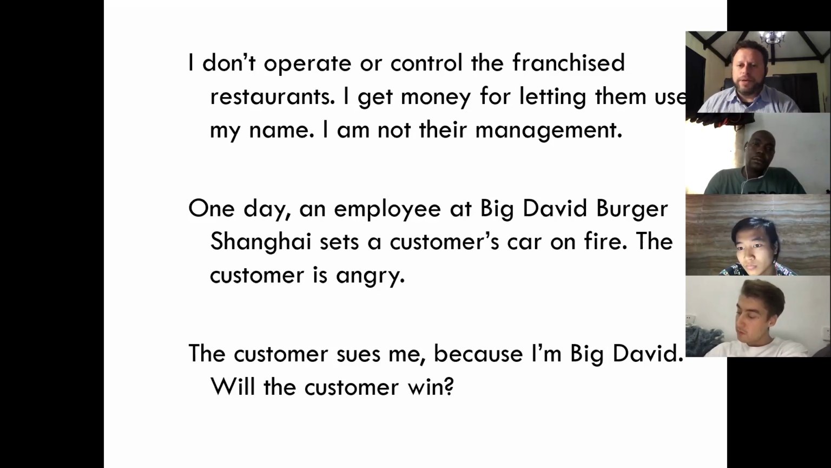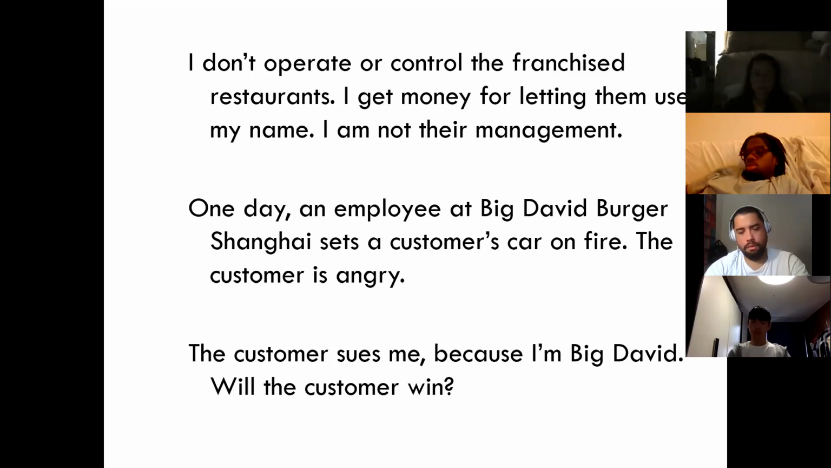Now, one day, an employee at Big David Burger Shanghai sets a customer's car on fire and the customer is angry. The customer sues me because I'm Big David. Nicola, 2 questions to see if you can sue the boss. I'm the boss. Number 1, are they my employees? Well, we have a definition of employee now. This franchise, do they make money? Do they make money and do I get that money? Yes, they make money. I receive compensation, and so do they. Number 2, do they do work? Yeah, sure, they make hamburgers and sell them.